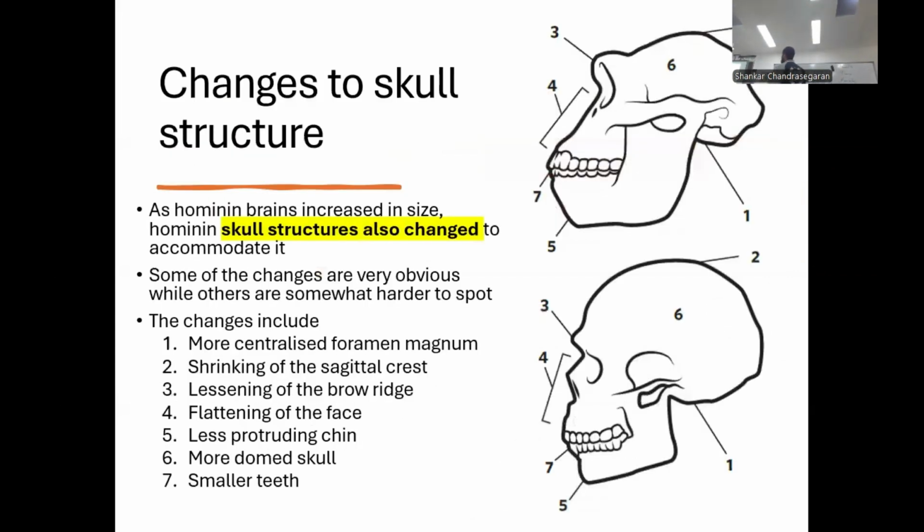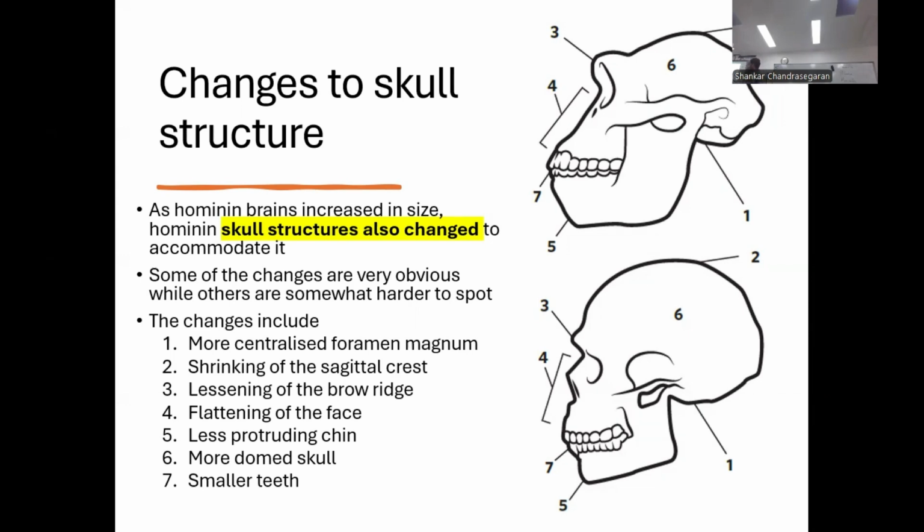So to support the fact that brain sizes were increasing, their skulls had to undergo a structural change as well, because the Australopithecus skull cannot support a larger cranium. Its shape is not conducive to having a large brain. So the skull structure also underwent evolutionary changes over time to come in line with the larger brain size.